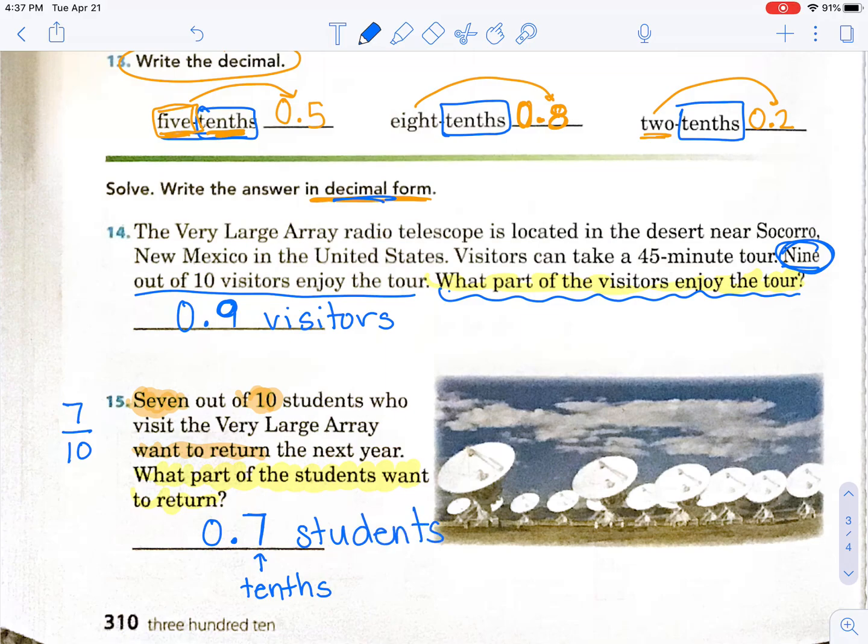Now you're saying, Mrs. Cornthal, how could there be a fraction of a student? How could there be a fraction of a visitor? You're not cutting the person in half. Remember, it's not 7 tenths of one student. It's 7 tenths of the group of 10 students. That's why it's 7 tenths. So don't get confused. Don't think we chopped up any kids or visitors. It's 7 tenths of the group of 10, which makes it 7 tenths.